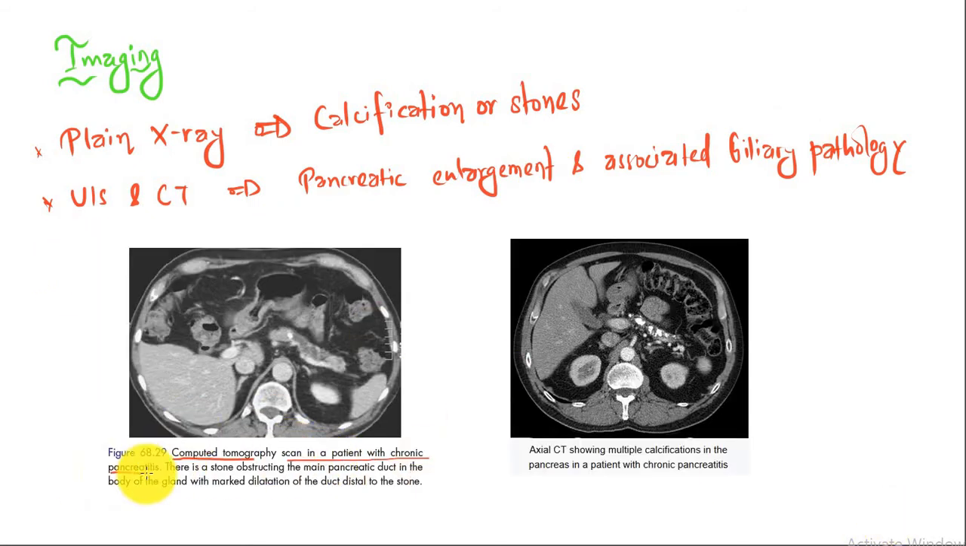This is a CT scan in a patient with chronic pancreatitis, and there is a stone obstructing the main pancreatic duct in the body of the gland with marked dilation of the duct distal to the stone. So this is an axial CT showing multiple calcification in the pancreas in a patient with chronic pancreatitis. You can see here multiple calcifications very clearly.